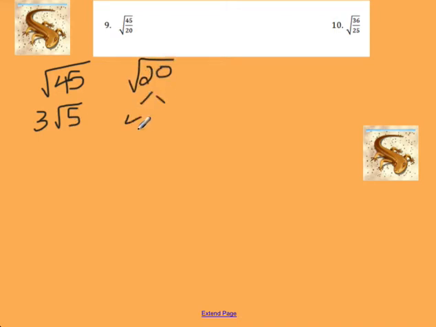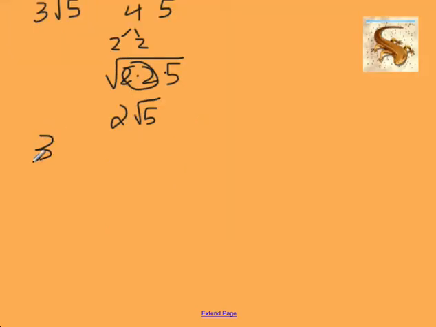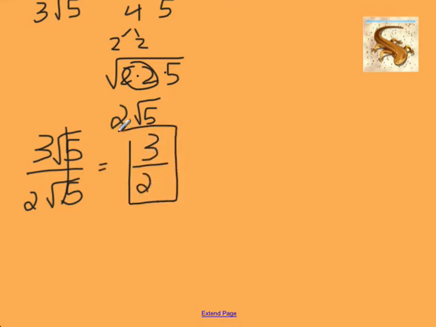So 20 we can split into 4 and 5, and then we can split it into 2 and 2. So we have 2 times 2 times 5, so I can take a pair of 2's out. And then I'm left with 2 square root of 5. So then when I write out my fraction, I have 3 square root of 5 divided by 2 square root of 5. So I can go ahead and cancel out those square roots of 5's, and I'm left with 3 over 2. So that's 3/2, okay?